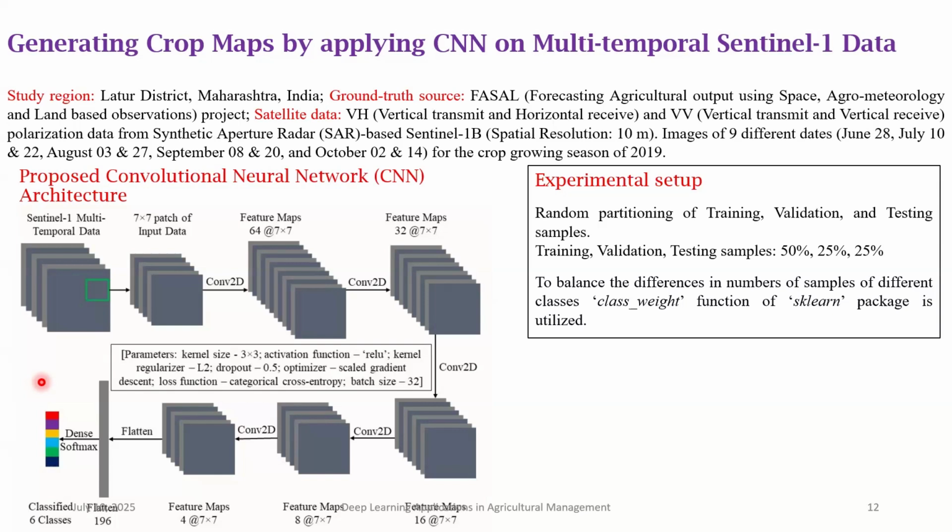Now, the experimental setup is that we randomly partition the entire data that is available to us as ground truth into 3 groups: 50% for training, 25% for validation, and 25% for testing. Now, typically, this is what happens in any neural network technology. But the main problem that we faced is the heterogeneous nature of the crop map in that region.